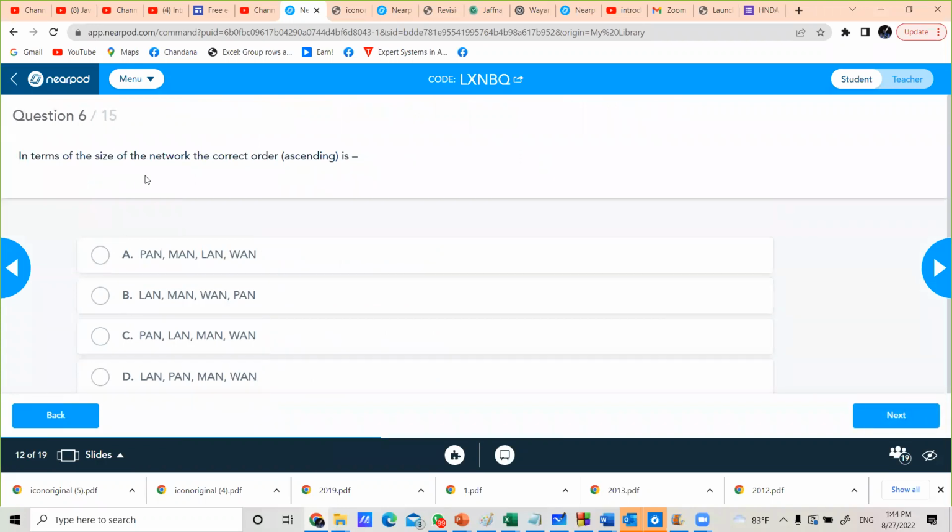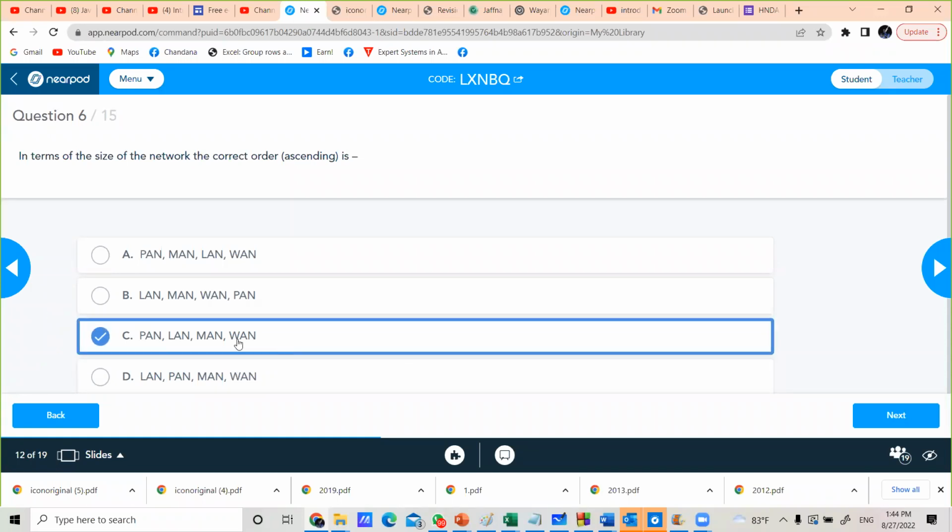In terms of the size of the network, what is the correct order, from small to highest? The lowest one should be PAN, personal area network. Then LAN, next one Metropolitan, and last wide area network. Wide area network is the largest.